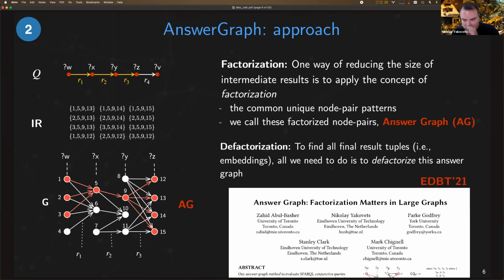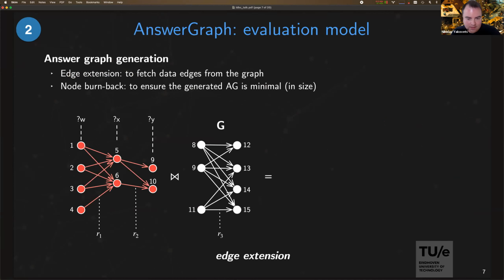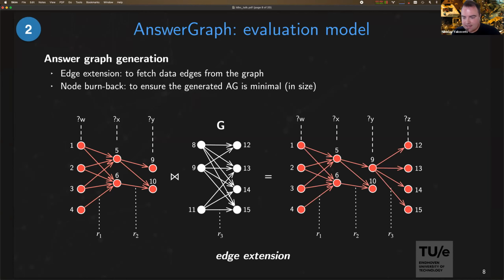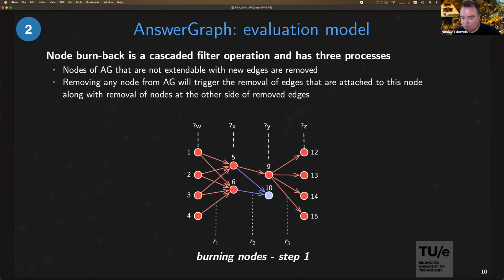This is the paper that was recently published at EDBT; you can also take a look. This data structure is really reminiscent of the good old Yakovets approach that uses semi-joins in the context of distributed databases, but now we use it at runtime. We maintain this data structure by extending it, and we can then remove things which will no longer participate in the final embeddings by burning them off.